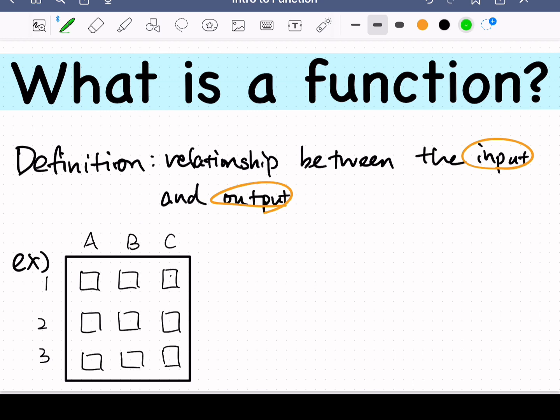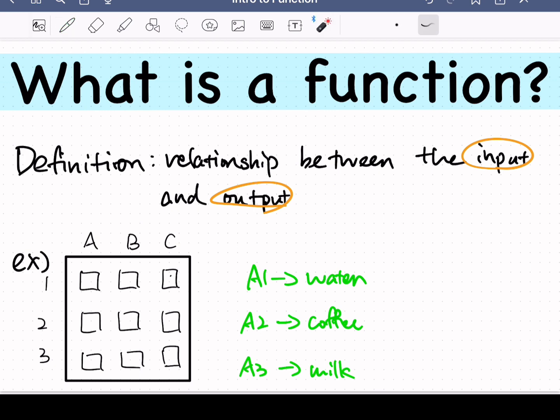When you plug in A1, you're going to get water. And when you plug in, let's say, A2, you're going to get coffee. And when you push the button A3, you're going to get milk. This is already a function, because the buttons you push are the inputs, and the products you get are the outputs. So one input corresponds to one output. This is what I mean by a function.